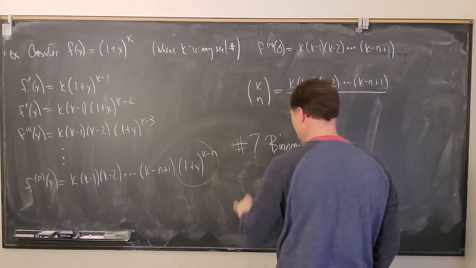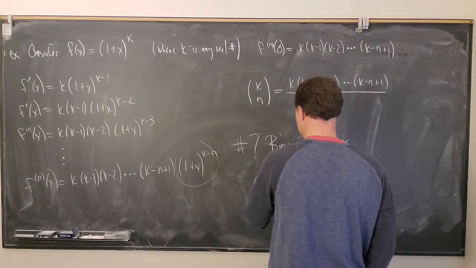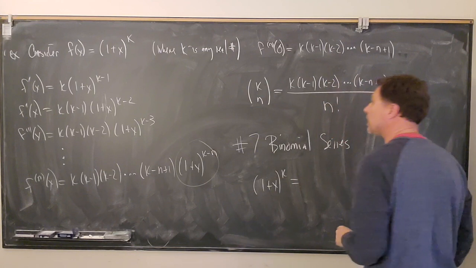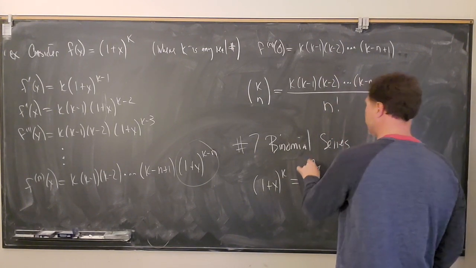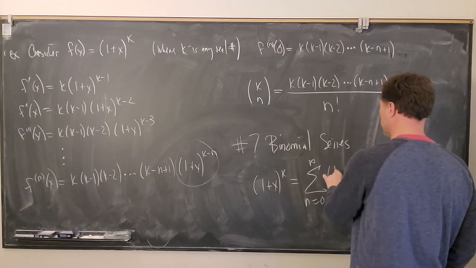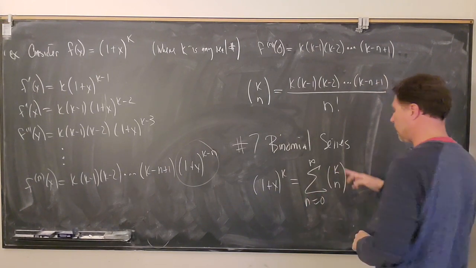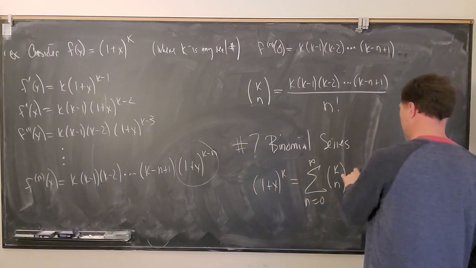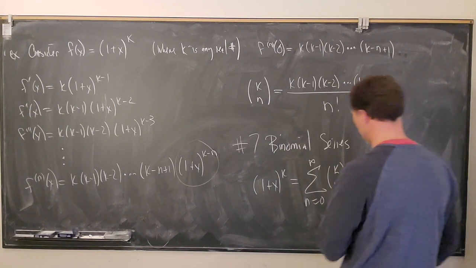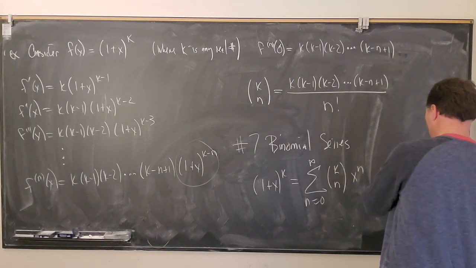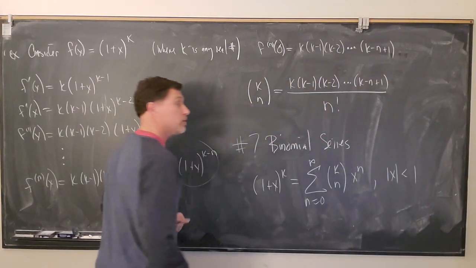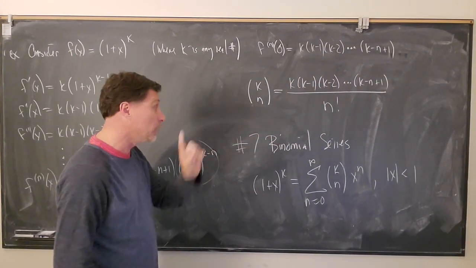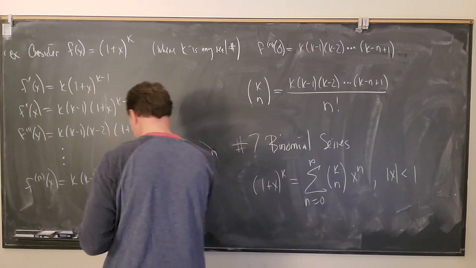series. And what we have is that (1 plus x) raised to the k is equal to its Maclaurin series, sum n equals 0 to infinity, k choose n times x to the n. This equality holds for all values x whose absolute value is less than 1. Okay, so there's number 7.